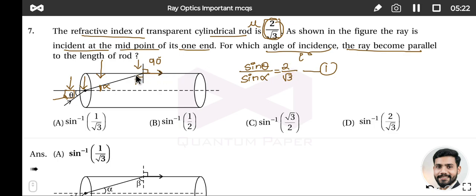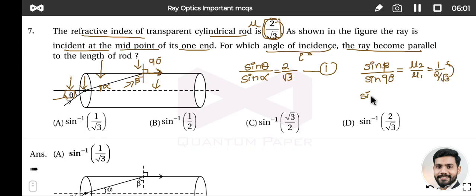Then you can see that here the light is going parallel to the surface. That means this beta is a critical angle. Otherwise, if you apply Snell's law, that is also fine. So according to Snell's law, sin beta upon sin 90 degree is equal to mu2 by mu1. Mu2, it is going in the air after that, so mu2 is 1, and mu1, the refractive index of the material, is 2 by root 3. So 2 upon root 3, so that root 3 will go in the numerator.